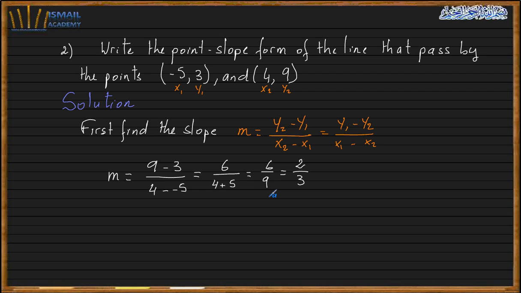Now I have the slope. I have 2 points, so I can pick any point. The slope times x minus x1. I can even use y minus y2 equals. When you have 2 points, pick any one. It's not going to matter, same idea. Substitute.